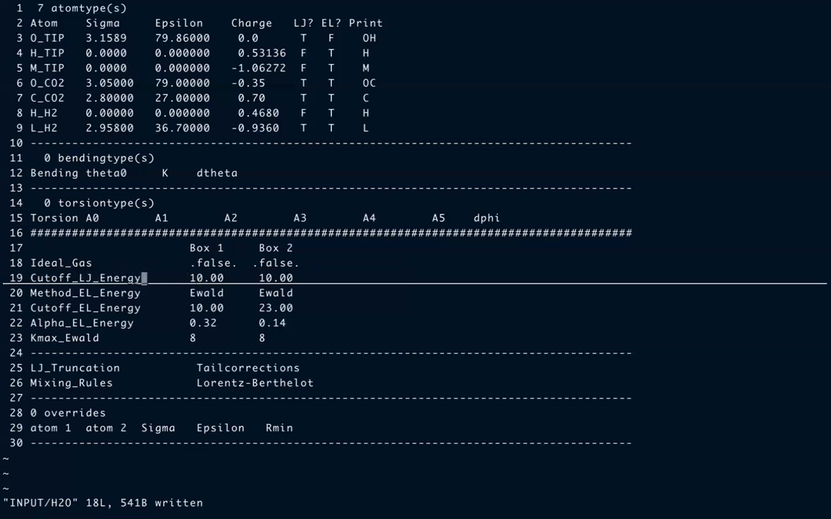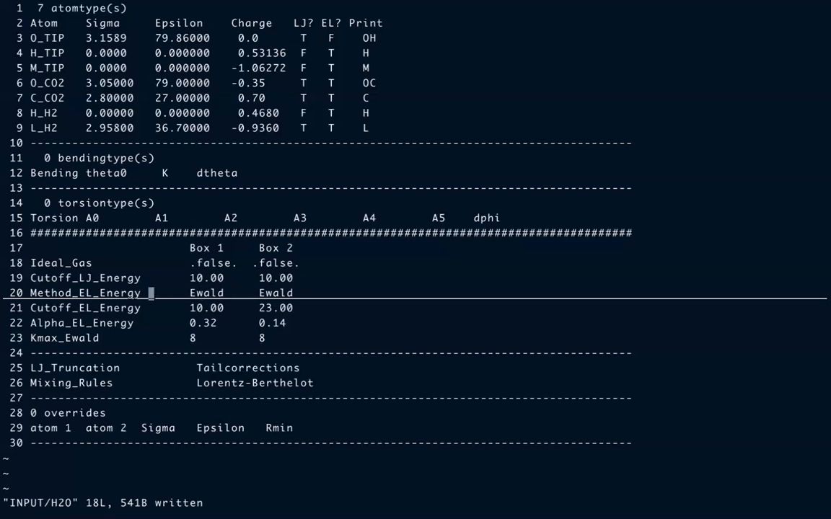The cutoff for the Lennard-Jones interactions is 10 angstroms. So that is the same for both the boxes. And I strongly recommend that the cutoff for the Lennard-Jones always be the same for both box 1 and box 2. Here, by designation, I assume that box 1 is the dense box and box 2 is the gaseous box.